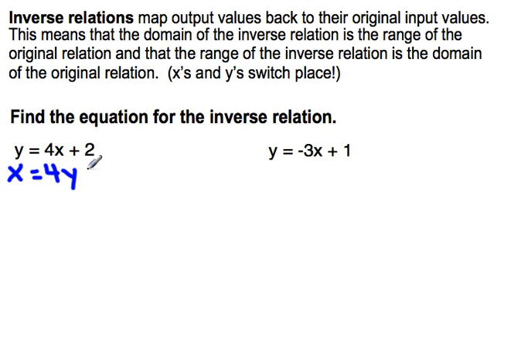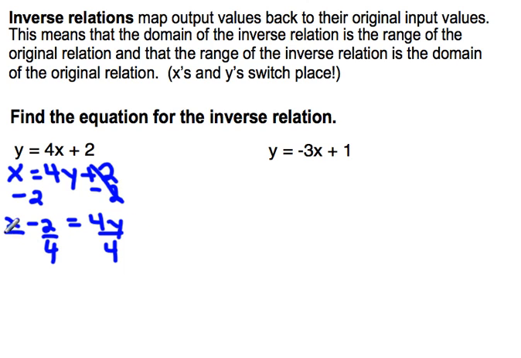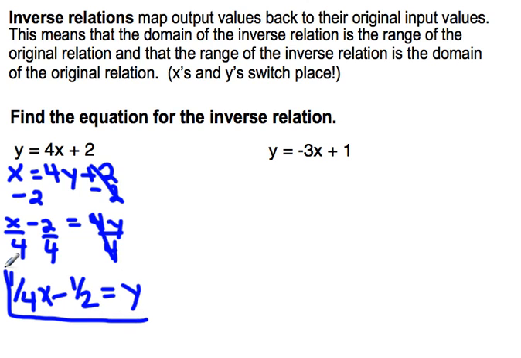Okay? But usually when we write our equation, we want to have y by itself. So now I'm going to subtract 2 from both sides. x minus 2 equals 4y. Now we divide everything by 4, which leaves us with 1/4 x minus 2/4, which is 1/2, equals y. That would be the inverse of the equation that we started with.